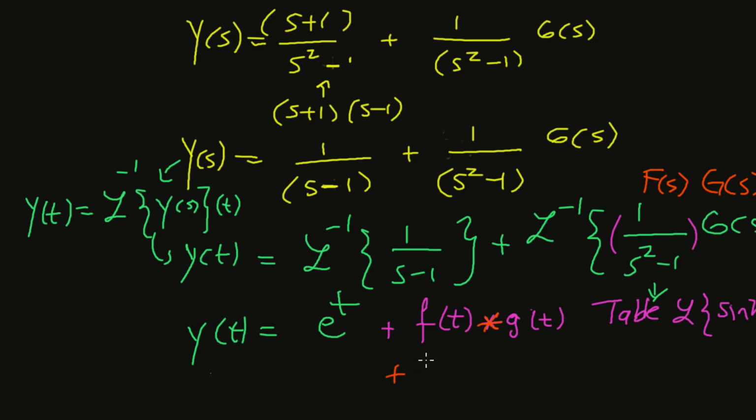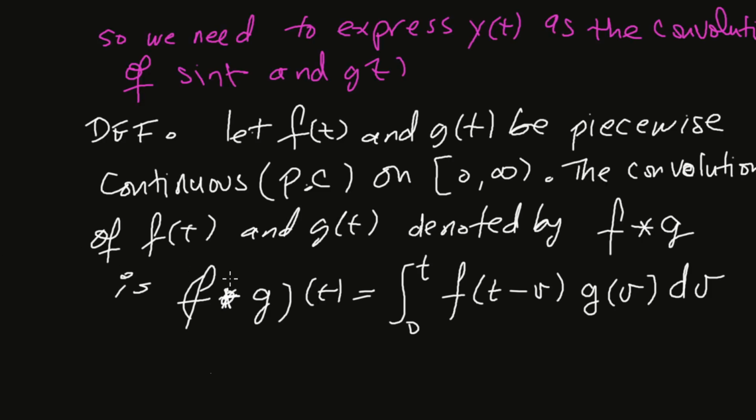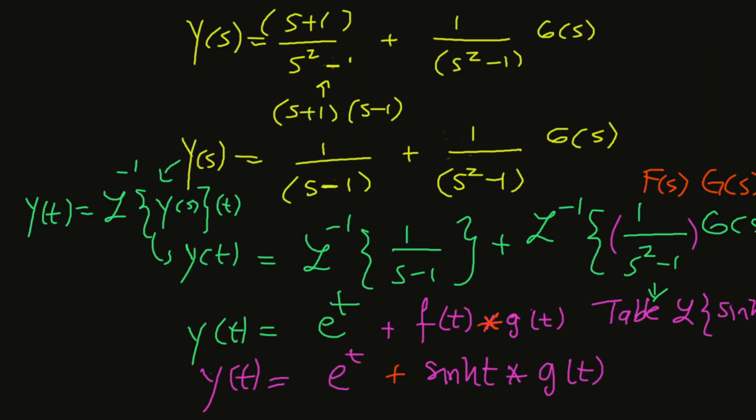I know from the table that f of t, let's continue with this pink here, is the hyperbolic sine of t, and g of t is something, right? Alright, so now we have a good idea of what it is. Pretty much almost done. Now we can go to the definition. So let's go back to the definition. Alright, the definition says the convolution is this integral. So we go now and just call it what it is.